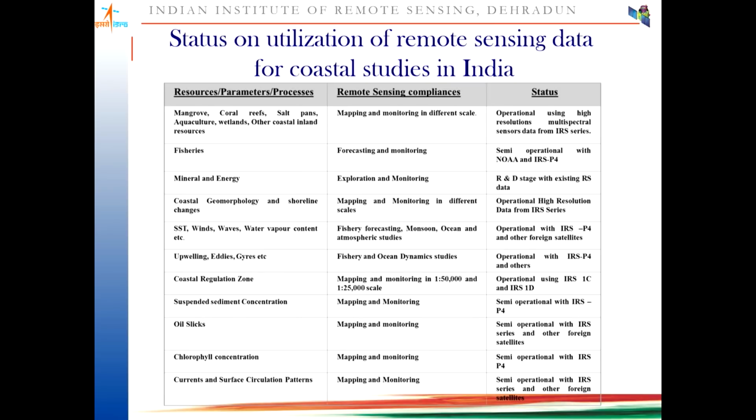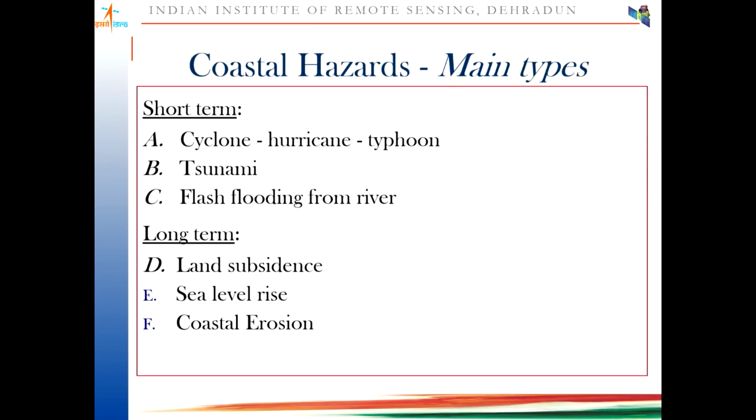One of the major pollution effects in the coastal area, particularly the oil slick in the deep ocean and the coast, their mapping and monitoring is possible using microwave remote sensing data particularly. Oil slicks can be picked up very nicely using active sensor data. Chlorophyll concentration, as I told already, using IRS-P4 data. Also current and surface circulation patterns can be picked up by various satellite data.